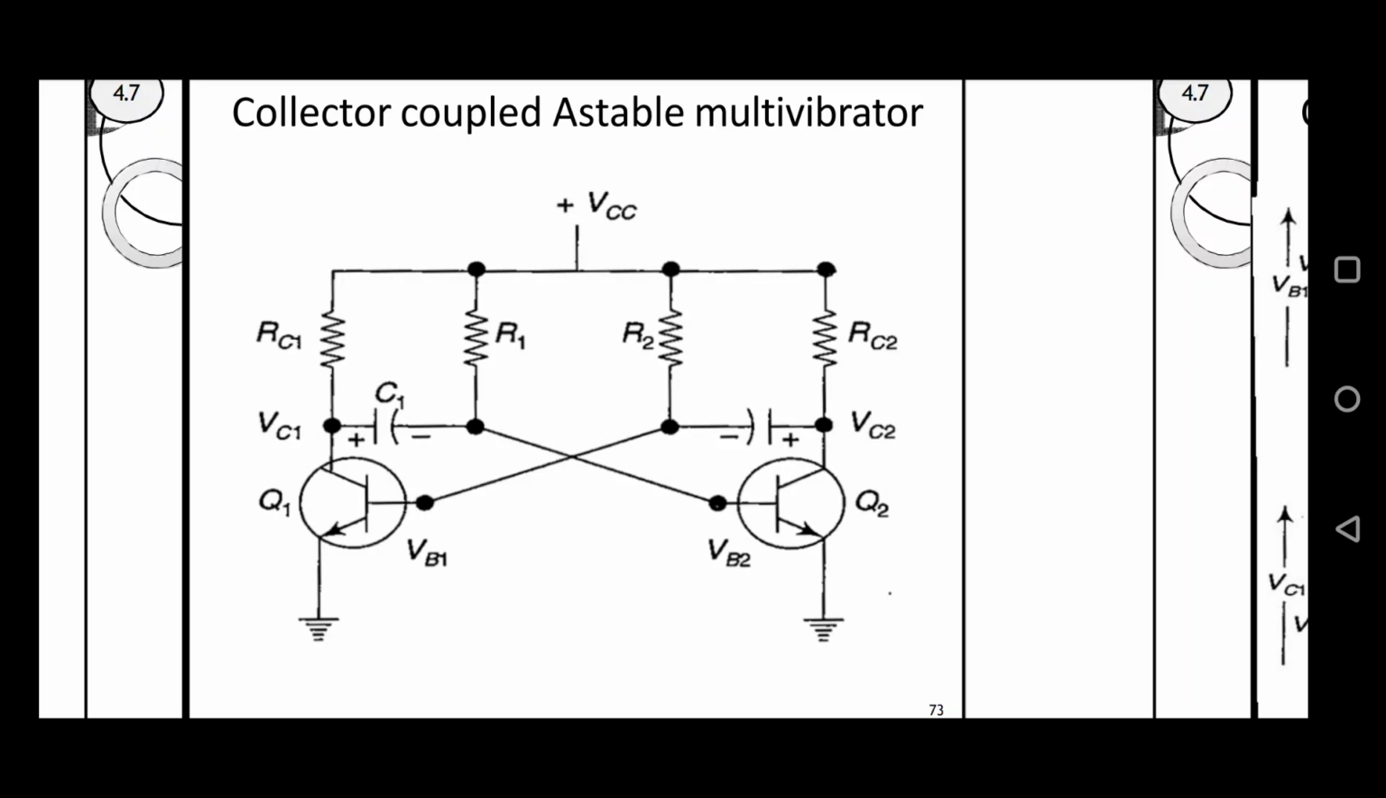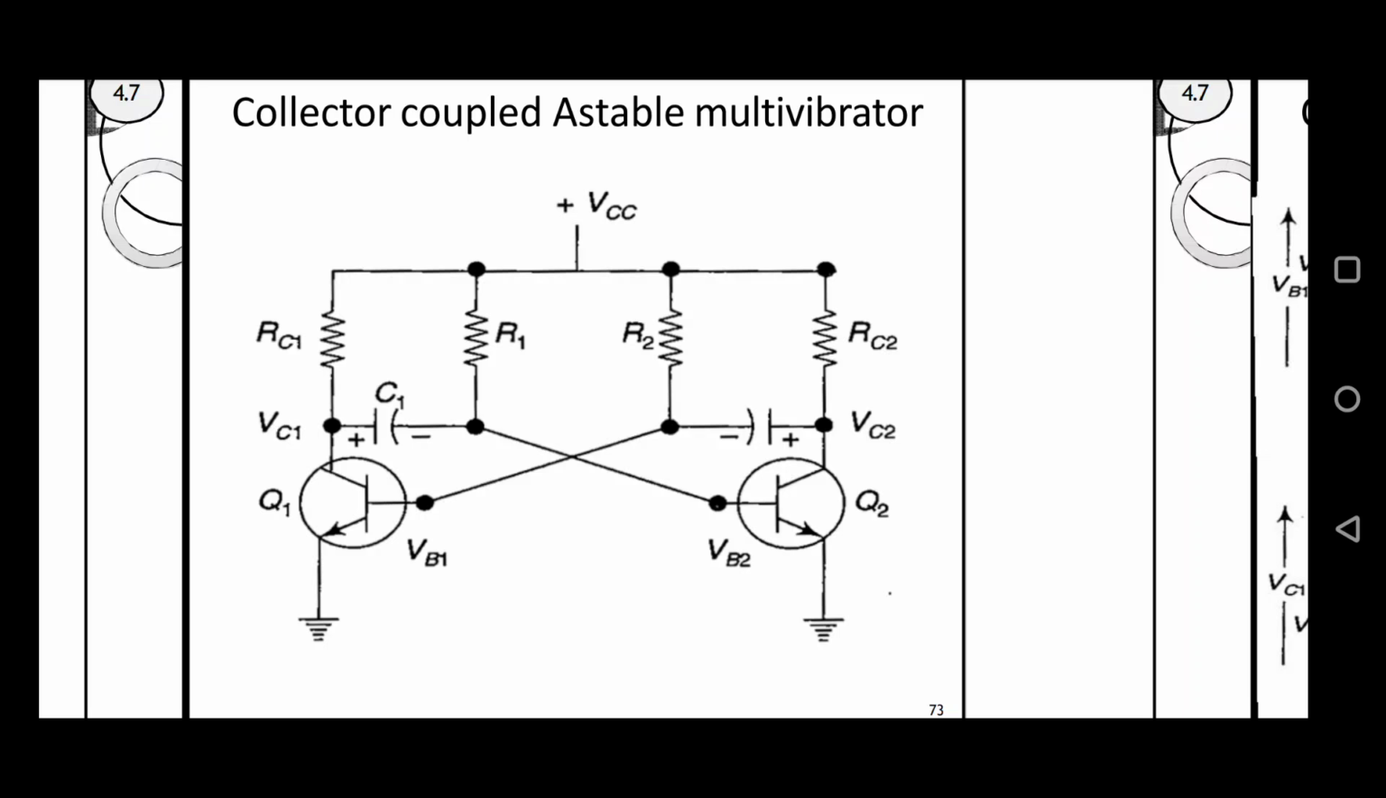Now you can see the working of the collector coupled astable multivibrator. Please take down these three points. This astable multivibrator has two states. Both the states are quasi stable, and there is no stable state. It does not need any external trigger pulse to change the transition. The transition changes depending upon the capacitor status. That is what is important.